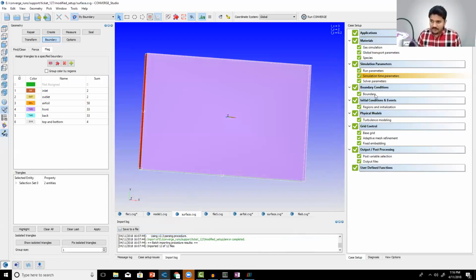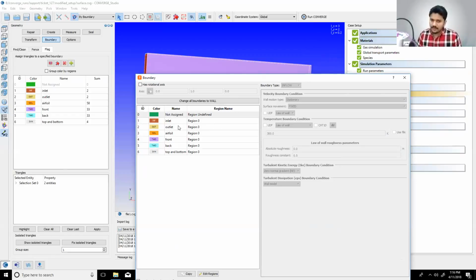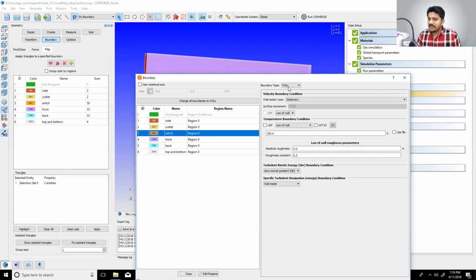And then, as I mentioned, we provide the boundary conditions. So here the boundary conditions are pretty easy. If you look at the airfoil, we basically say that it's a stationary wall, and we provide the law of the wall boundary condition. Looks like there is a comment.